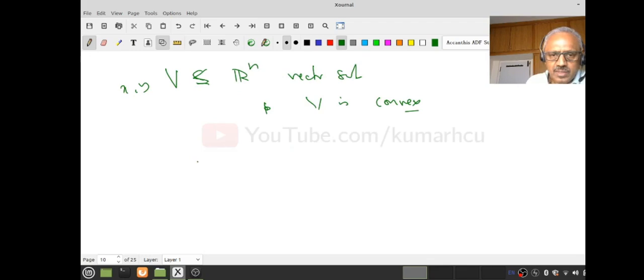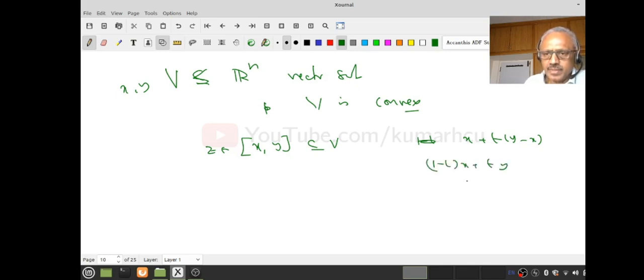That's very easy, because if I take x and y, then I have to prove the line segment xy is contained in V. Take any z, it is of the form x plus t times (y minus x), or (1 minus t) times x plus t times y. Now x is in V, therefore (1 minus t)x is in V, and y is in V, V is a vector space, therefore ty is there, and by vector addition this is in V. So what have I proved? I have proved any vector subspace in Rn is convex.